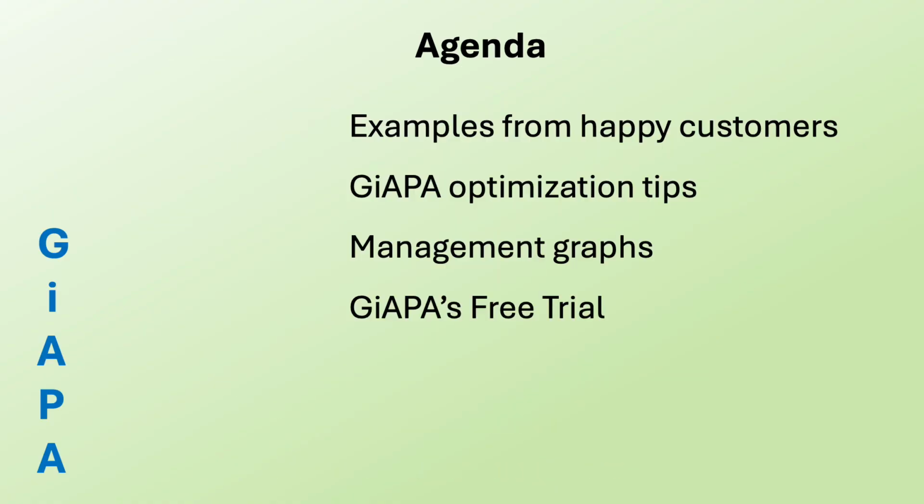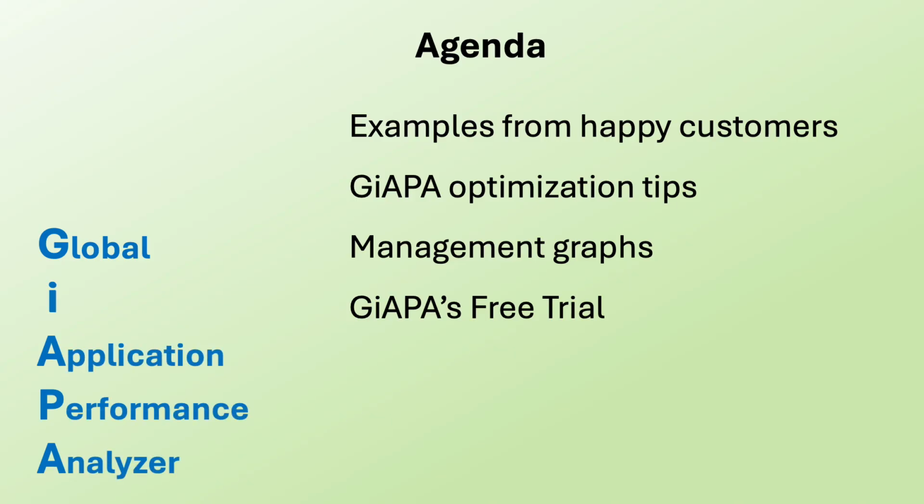GiAPA is an acronym for Global Eye Application Performance Analyzer. The full name describes exactly what GiAPA is, a tool for analyzing the performance of your applications, not the hardware. We leave that to IBM.